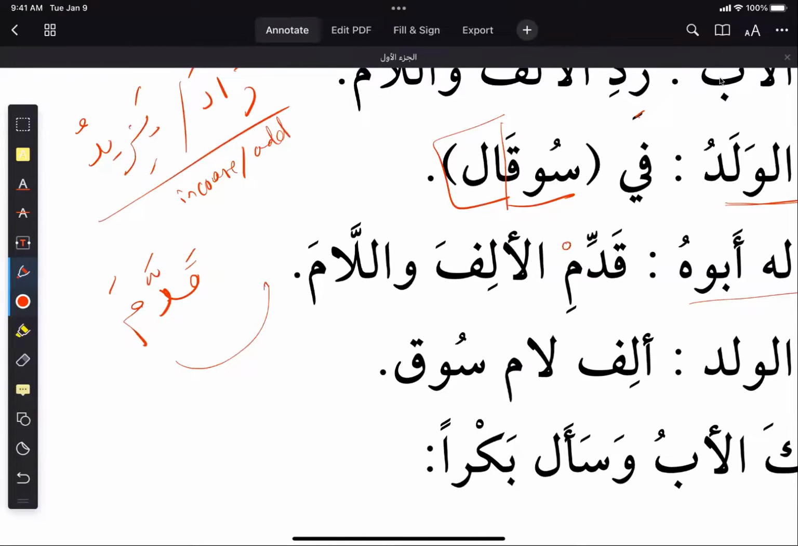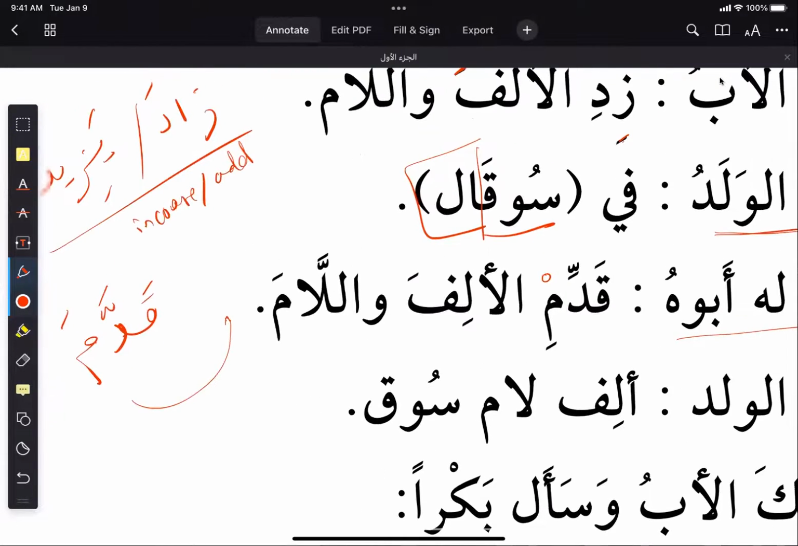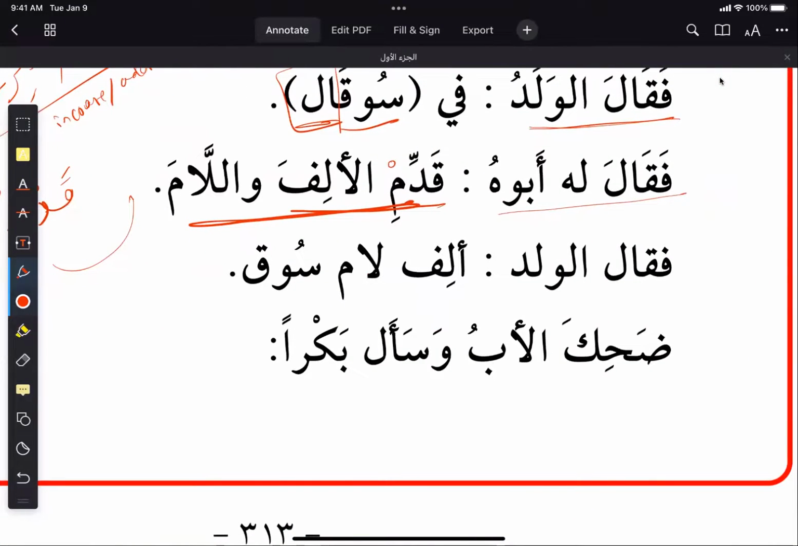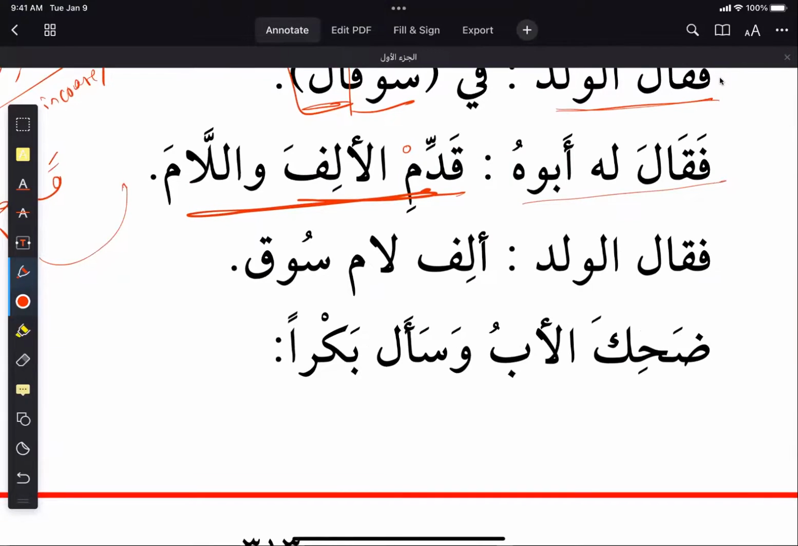Qaddim means it's a command verb. Qaddim al alifa wal lam. Okay, so the father is saying, no, not at the end. Qaddim, bring it front, bring it before. So faqala al walad, the boy said, alifun lamun suq. So the boy just literally added alif lam suq. He has no idea what he's doing.